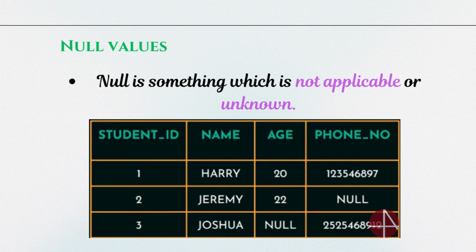The unknown category of null can be further classified into two cases. The first case is when the value exists but it is missing. For example, the age of Joshua exists but it is missing, so that value would be null. The second case is when it is not known if the value exists or not. For example, if we don't know whether the student Jeremy has a phone number or not, in that case, the value of the attribute phone number would be null. Hope you understood what null values are.